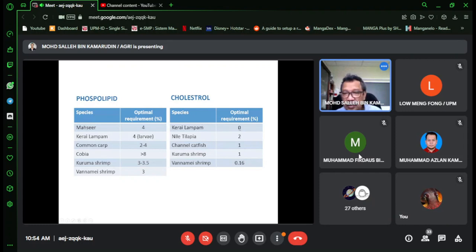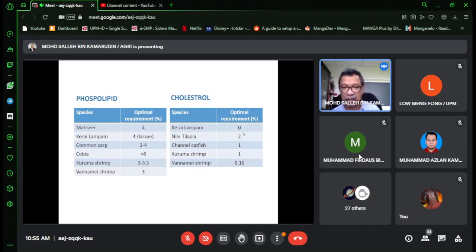Requirement for cholesterol, we found that 0.something is for larvae. When we put more than 1 and above, we notice that there are some changes in their hepato, the damages. There are some damages in their liver and also gill. So bila kita test dia dengan bakteria, terus habislah. Dia punya mortality was very, very bad.